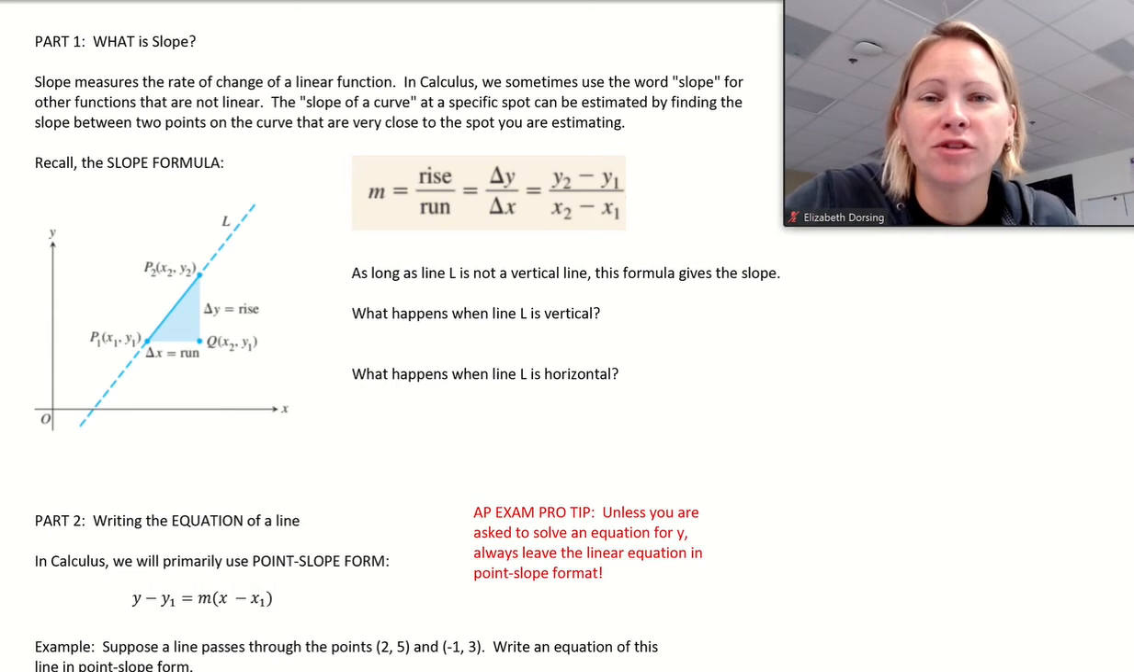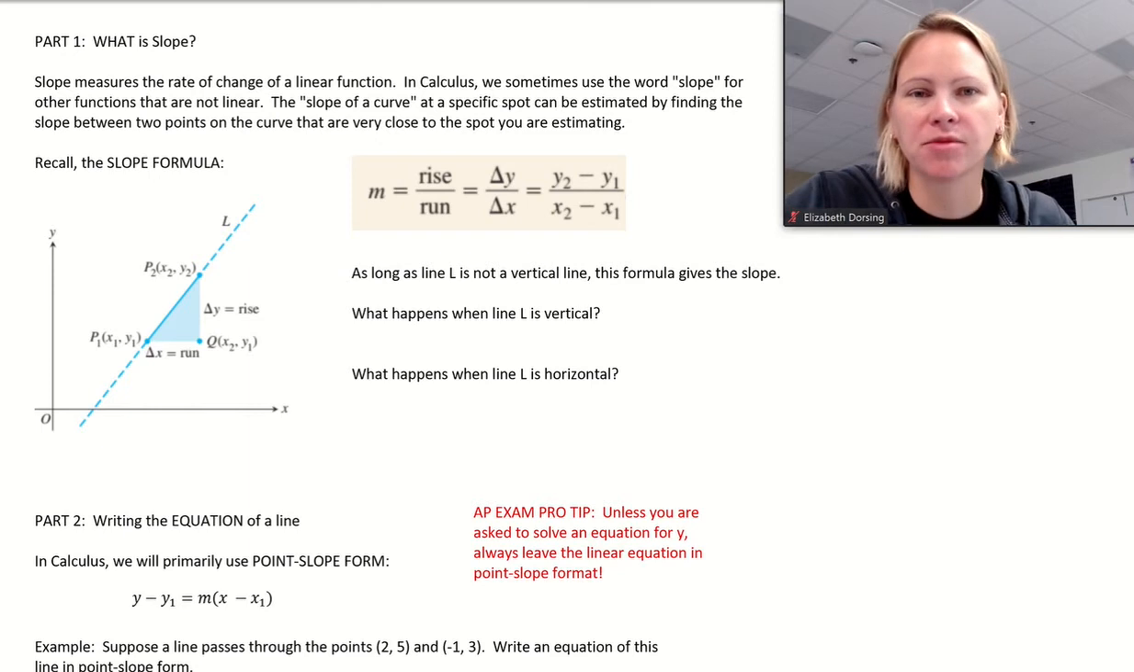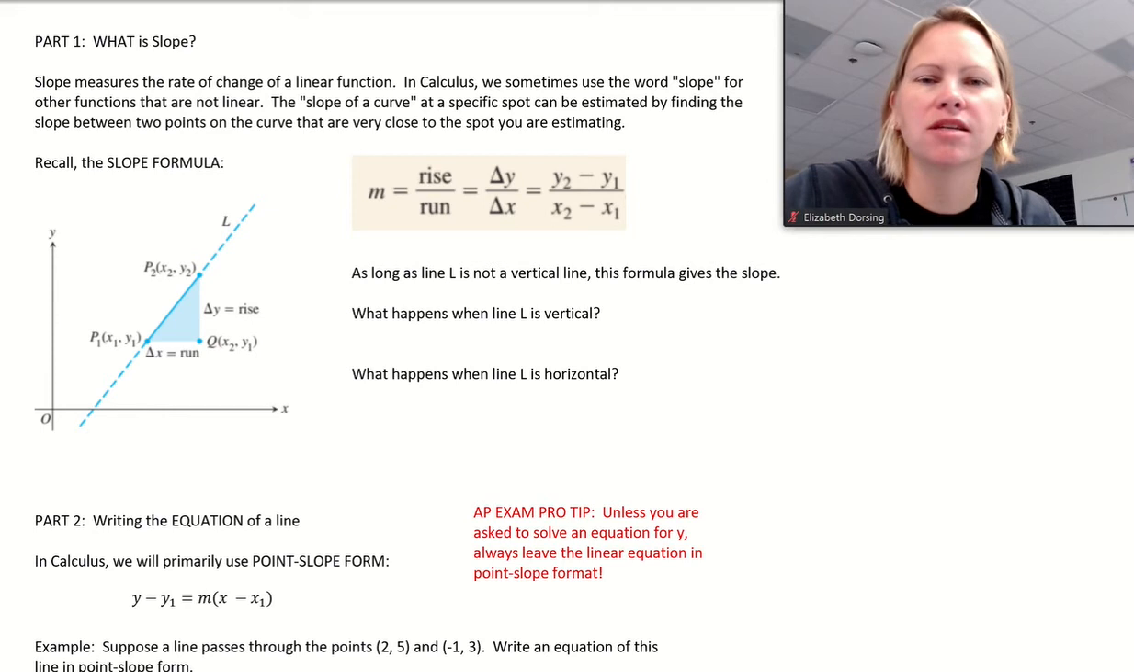Hi, and welcome to the very first lesson in AP Calculus. Today we're going to be talking about lines and slope and reviewing some concepts that really are the foundation for some of the things that we're going to be doing later on in the course. And you might not think that slope is a big deal or that linear equations are too basic, and why are we doing this in calculus.